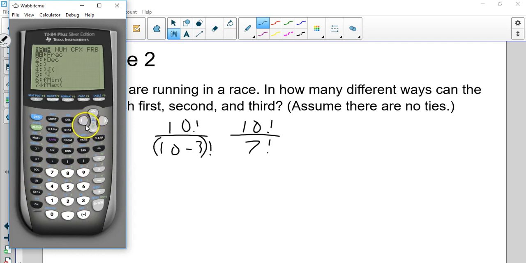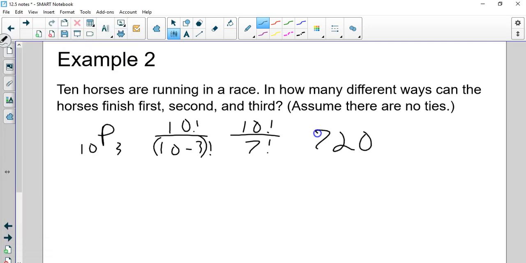10, math, factorial. Well, I hit equals, but same thing. Divided by 7, math, factorial. There it is, 720. But let's see the faster way. If I just say 10, math, go down to NPR for permutation, and put 3, 720. Same thing. So there's 720 possibilities. Okay? You get a lot of practice with the calculator on this.